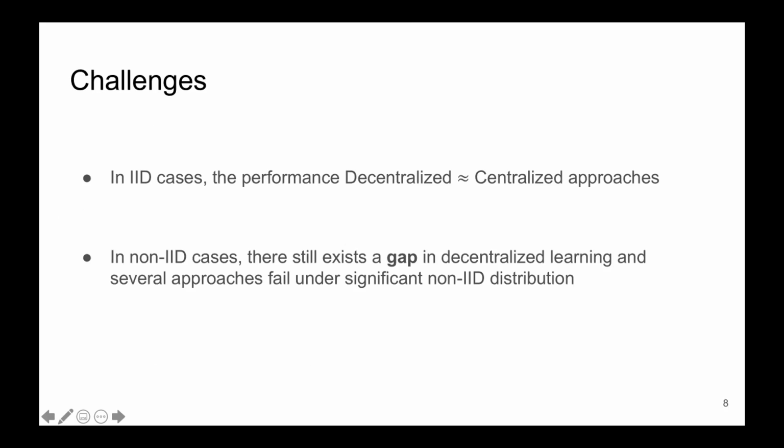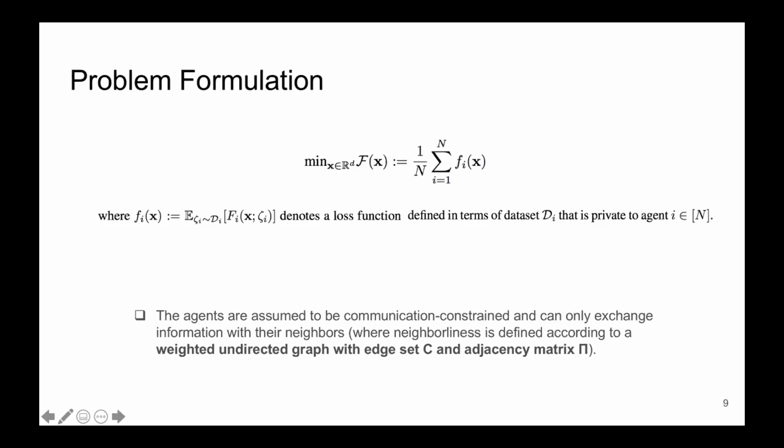Although the above decentralized approaches, as I mentioned in the tutorial workshop, in the IID case can match the performance of centralized approaches, in the non-IID case there still exists a gap with centralized learning, and several approaches fail under significant non-IID distribution. So this paper tries to deal with the non-IID case for decentralized learning.